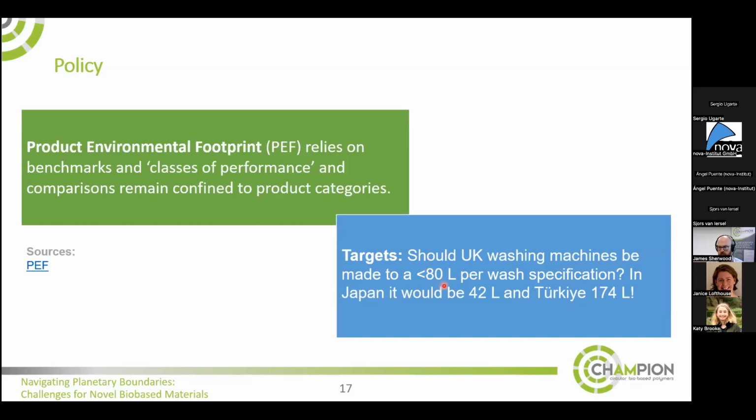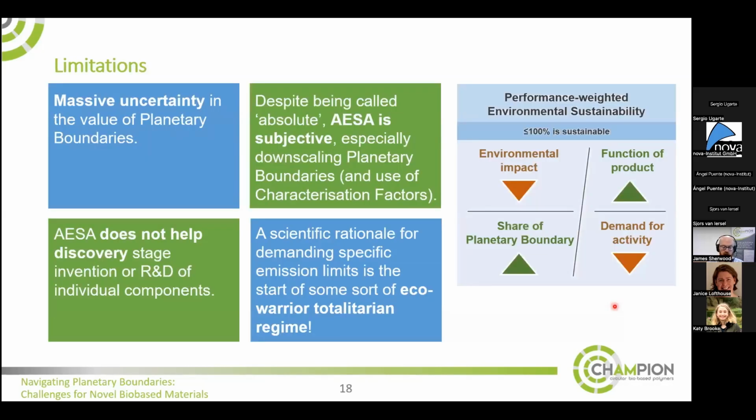This is a good aspiration, but it's sort of strange then to think that in Japan it will be much stricter because of their high demand, and in Turkey, it will be different again. So, does that really work? Maybe that's a debate we might want to start in the Q&A. There are limitations to this methodology. It's quite new. You think of LCA, it's been around for a long time now, and we're still refining how LCA works. This is only 5 years old, and so we've got lots of uncertainties and issues to resolve.